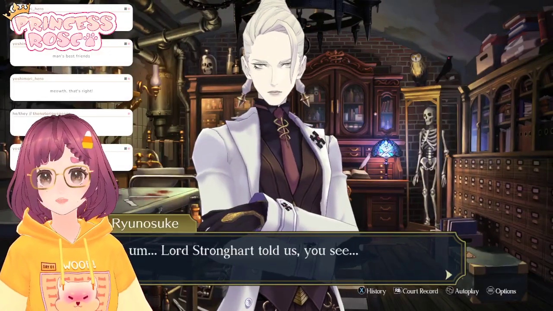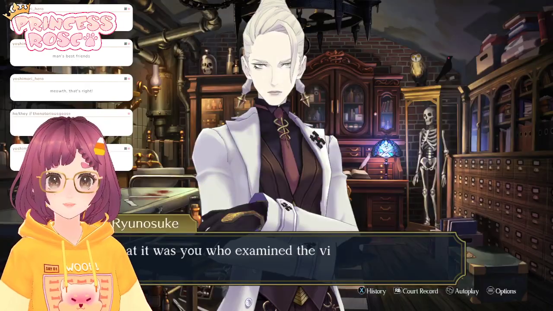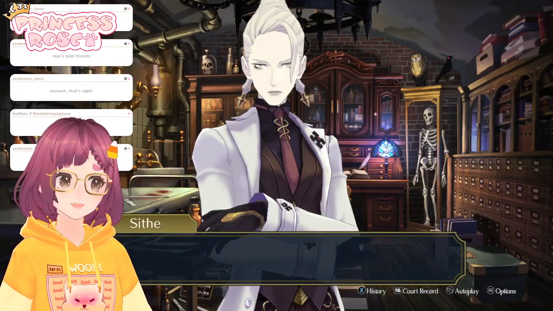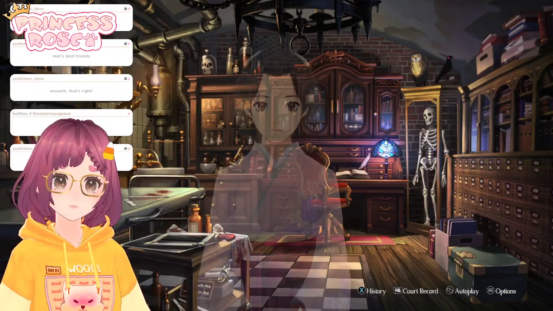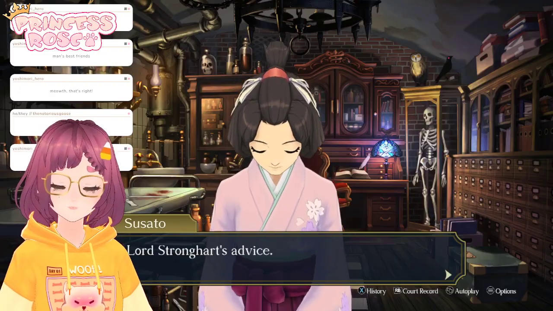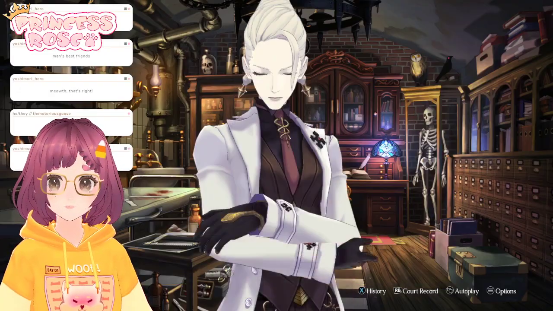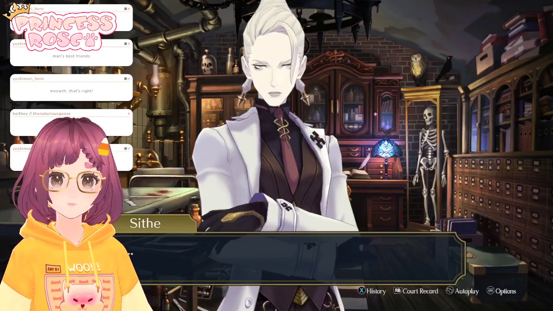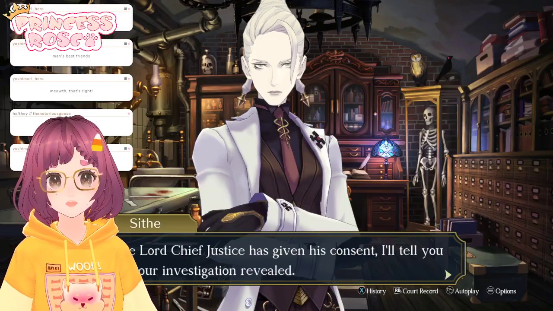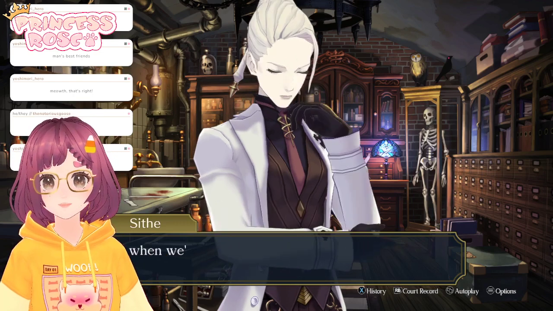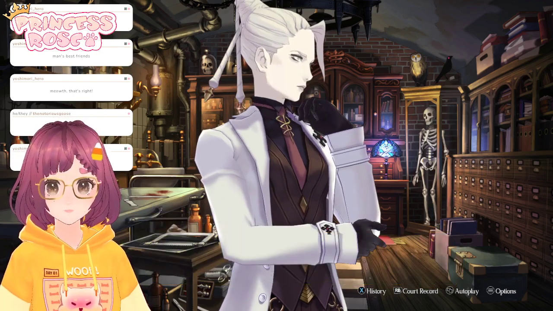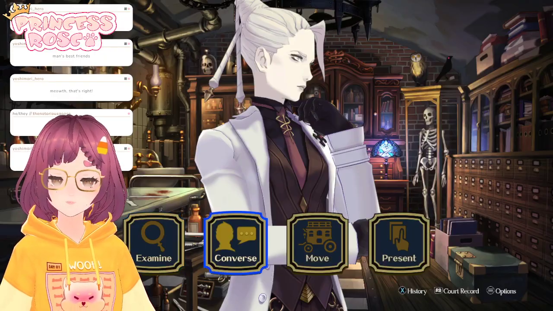Lord Strongheart told us, you see, that it was you who examined the victim's body. Mr. Asmon's body, I mean. So we came to ask you about your findings, on Lord Strongheart's advice. Very well. If the Lord Chief Justice has given his consent, I'll tell you what our investigation revealed. But when we're done, you must leave immediately. Interesting.